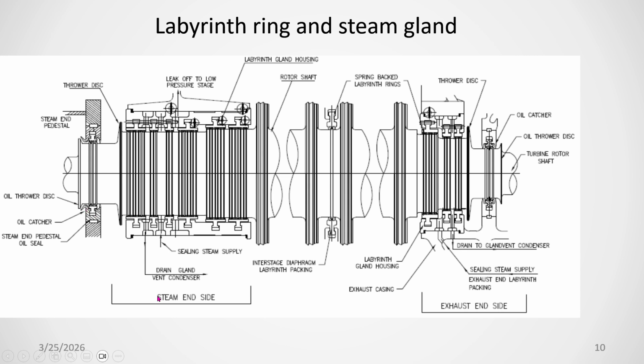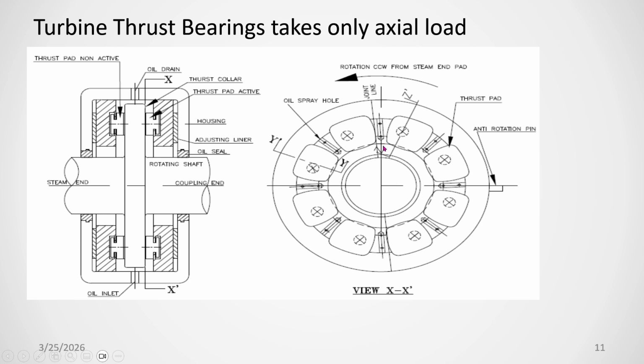This is the steam end side, this is the exhaust end side, and these are the fins provided with the rotor. I have told you that 90% of the unbalance is due to high pressure and low pressure; the rotor is subject to a force going from the high pressure to the low pressure side. The rest of the axial thrust will be taken by this thrust collar.